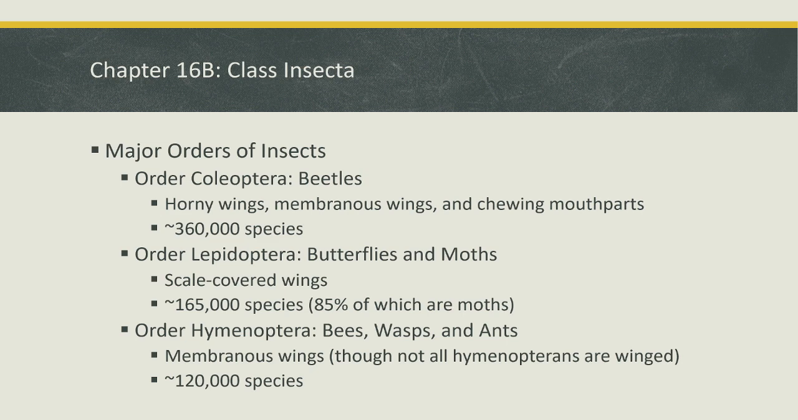Let's see, 120,000 species of bees, wasps, and ants. And other than a couple of videos that I have to show, I think that's all I'll say about them for now.